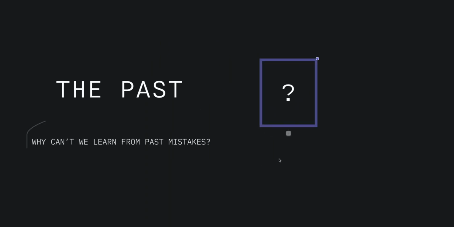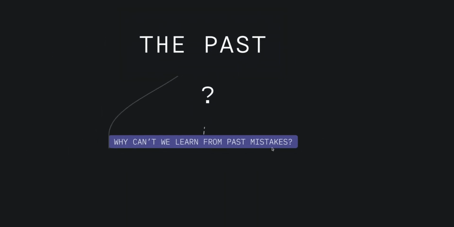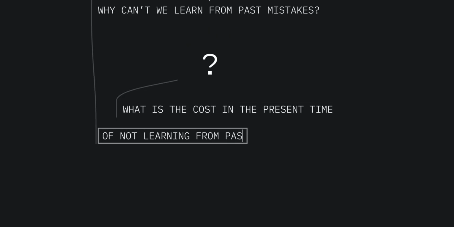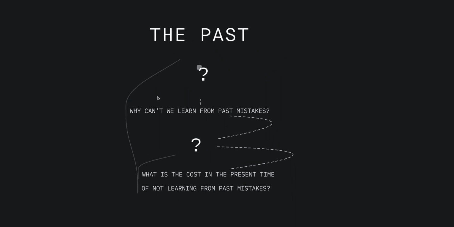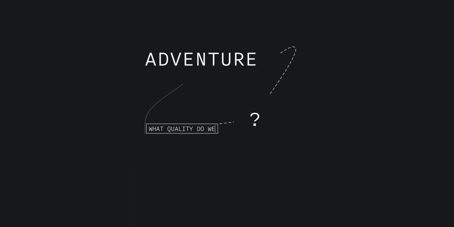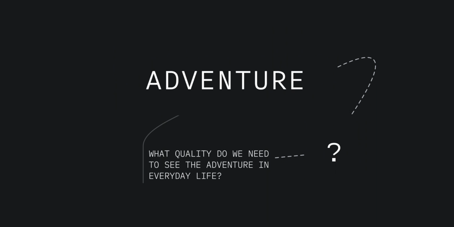And as we develop that theme even further, in this example, into an even better question: what is the cost in the present time of not learning from past mistakes? Another example could be, let's take adventure. What quality do we need to see the adventure in everyday life? That could be a theme. So now we turn that concept of adventure into a question.